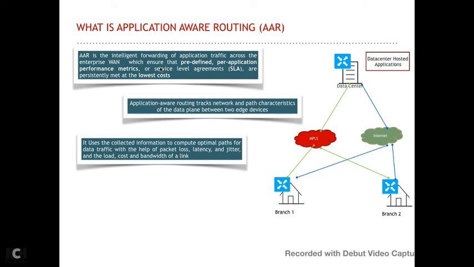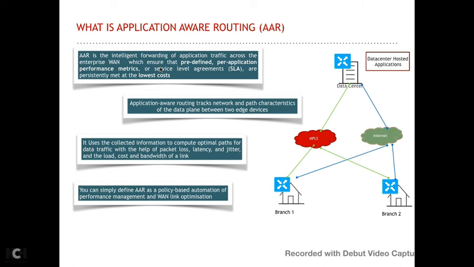Normally, when the internet links or MPLS transports come up, the data plane comes up, whether it is an IPsec or other overlay. Most SD-WAN vendors have their own mechanism of gathering the characteristics, and most normally use BFD. BFD packets run between your point-to-point boxes and capture the round trip time, which helps to calculate packet loss, latency, and so on. Application aware routing simply uses what BFD has gathered. So you can simply define application aware routing as policy based automation of performance management. You understand what the definition is?